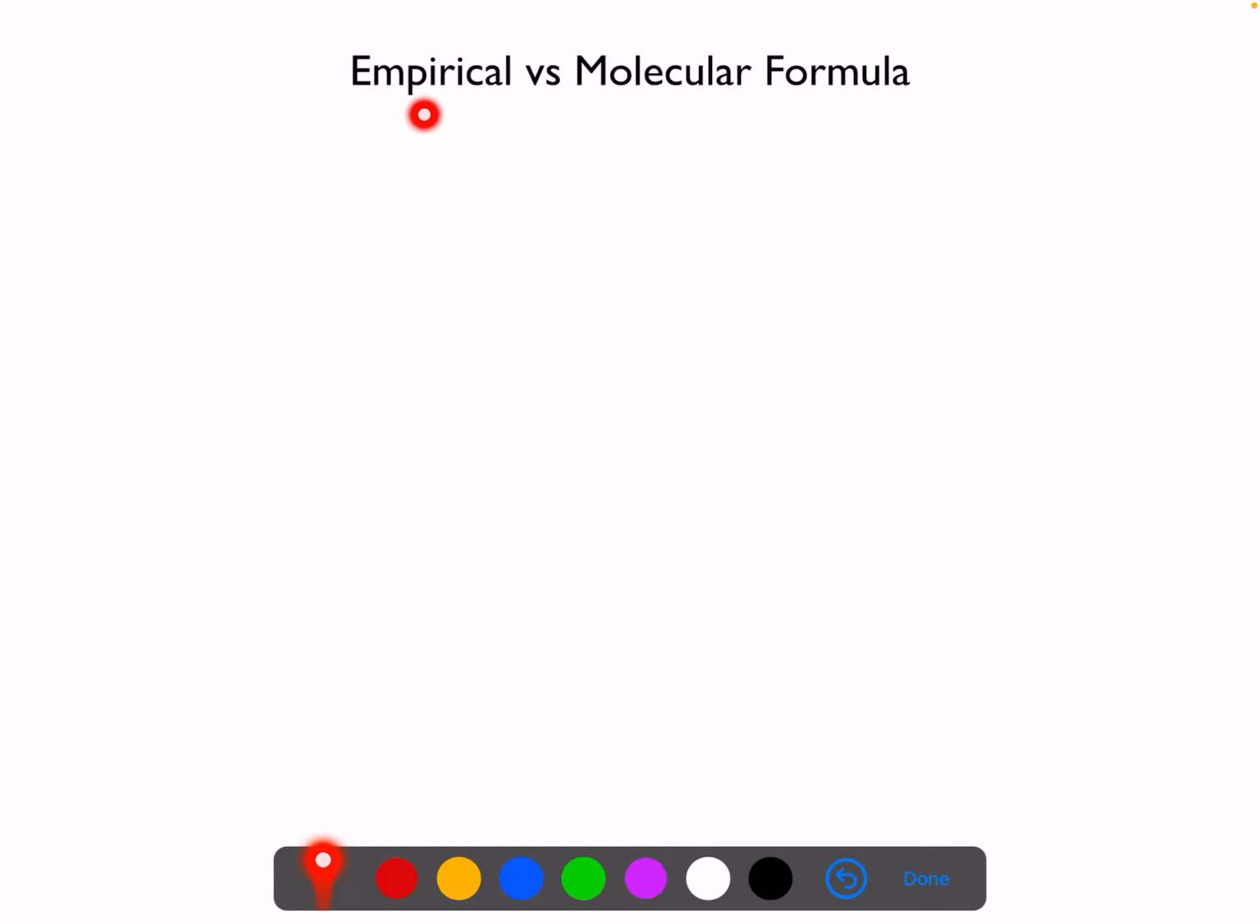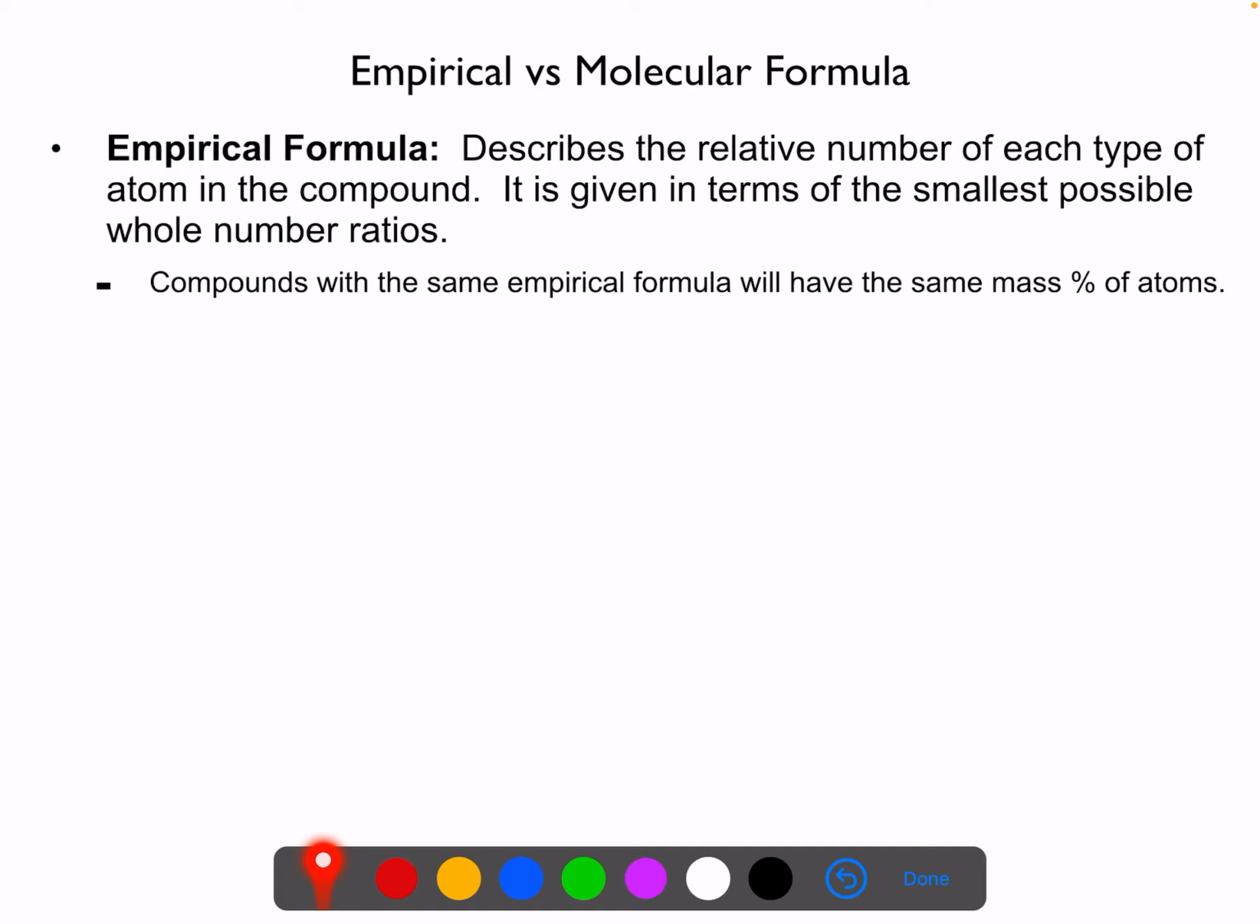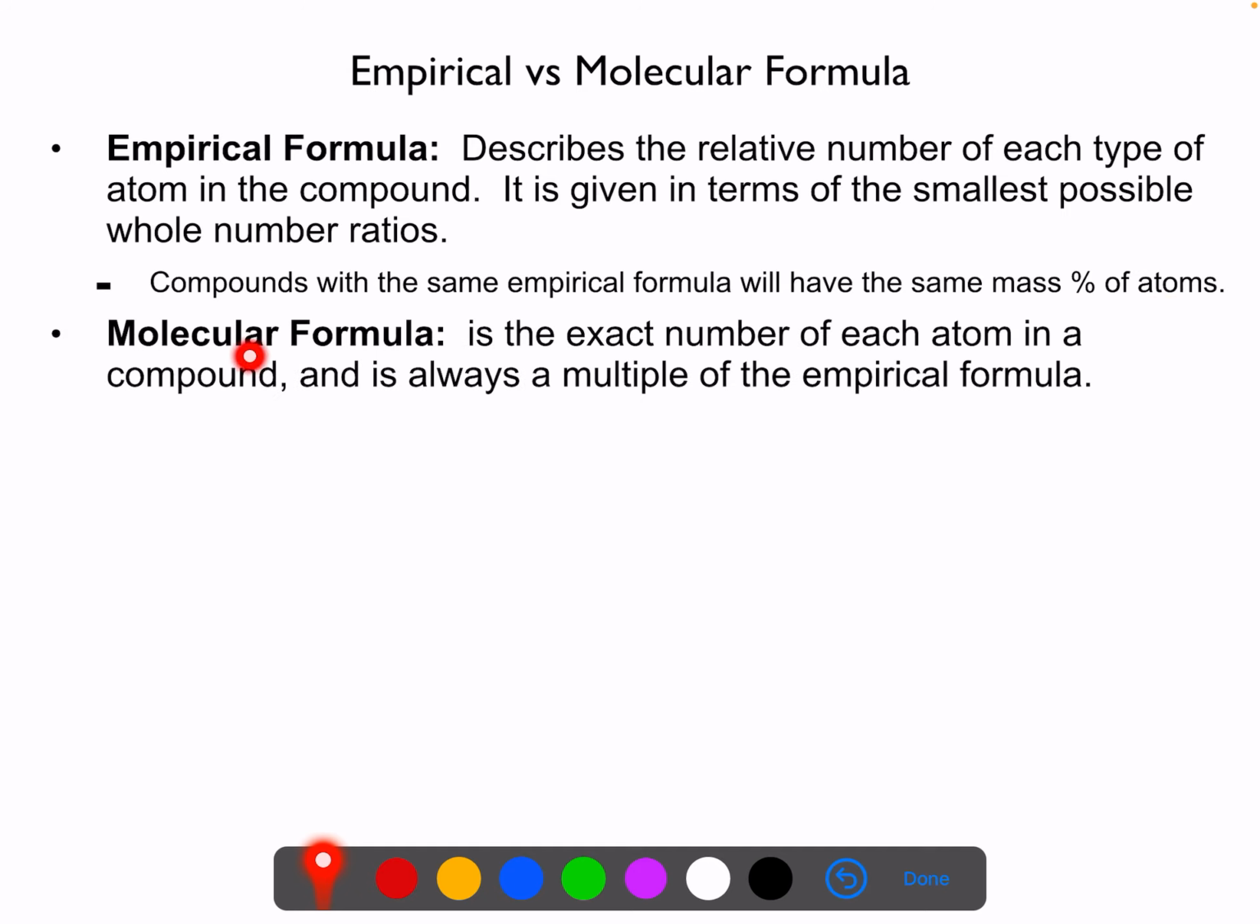This brings us to this idea of the empirical formula versus the molecular formula. We want to know the molecular formula. Experimentally, what we find first is the empirical formula. So we have to derive this in order to get the molecular formula. So what is this empirical formula? The empirical formula describes the relative number of each type of atom in a compound. It is given in terms of the smallest whole number ratios. So compounds with the same empirical formula have the same mass percent of atoms. The molecular formula is the exact number of each atom in a compound. It is always a multiple of the empirical formula.